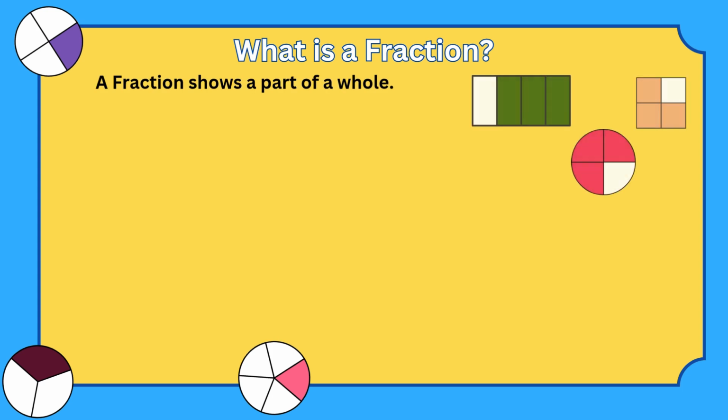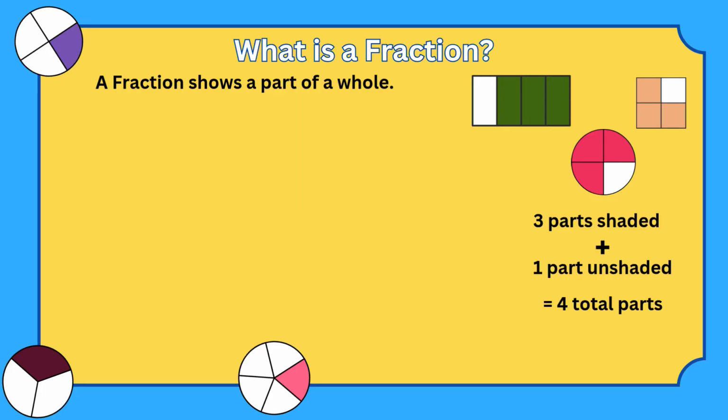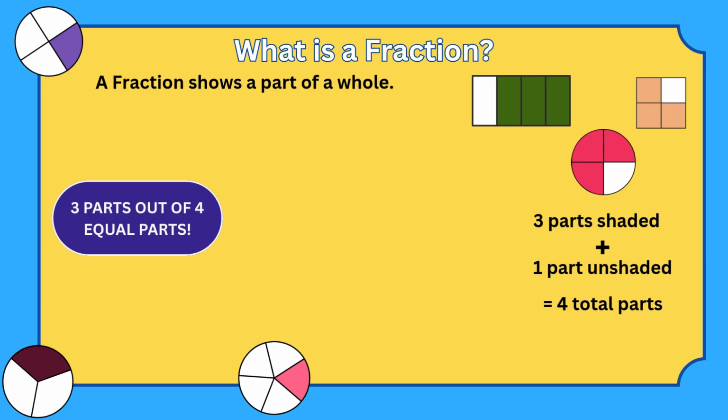Look here. We have 3 shapes. Each one is divided into 4 equal parts. In each of the shapes, 3 parts are shaded and 1 part is not shaded. Or we can say 3 parts out of 4 equal parts are shaded. We write this as 3/4.